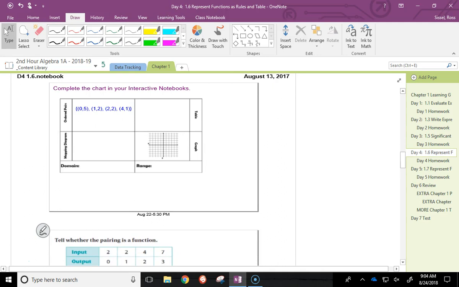Last handout to give you. So we have three things that we're going to glue in our notebook that should help us the most.